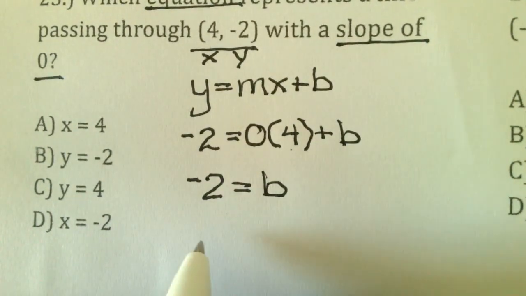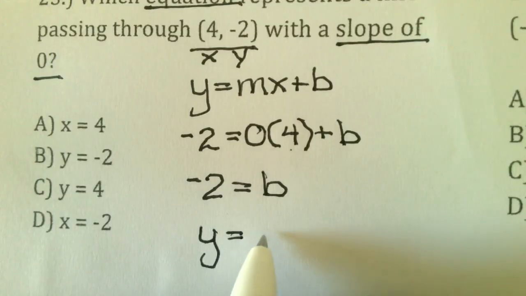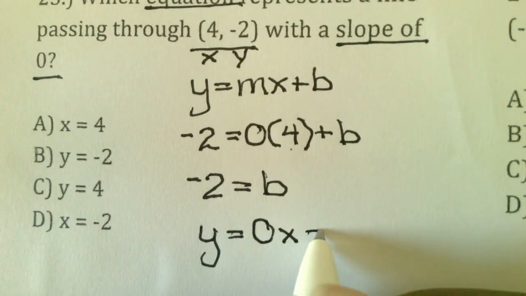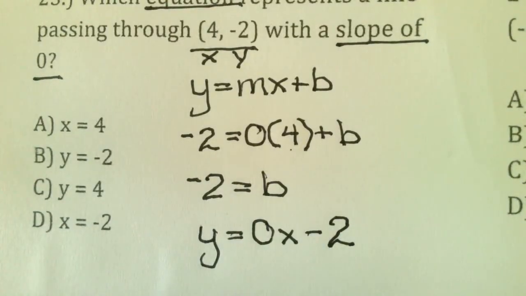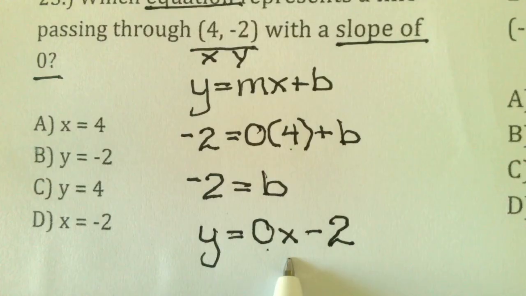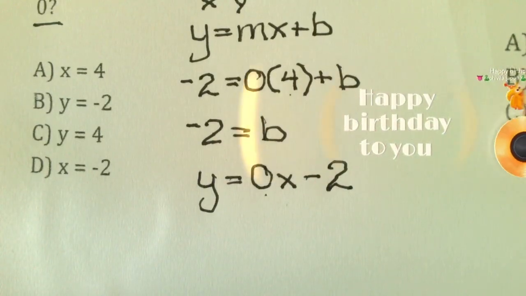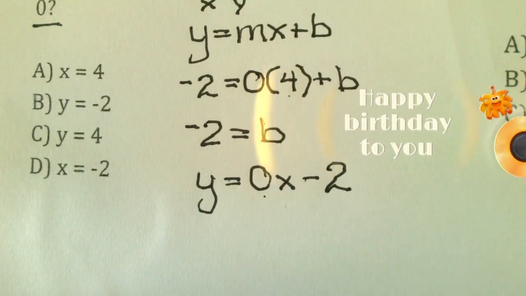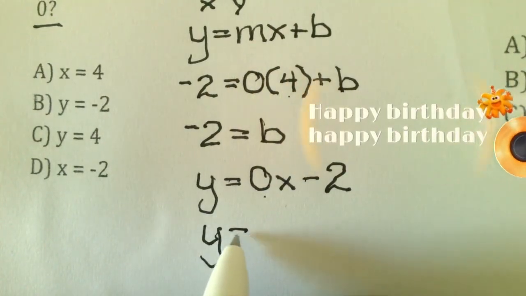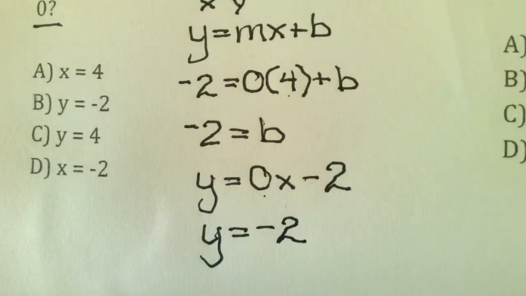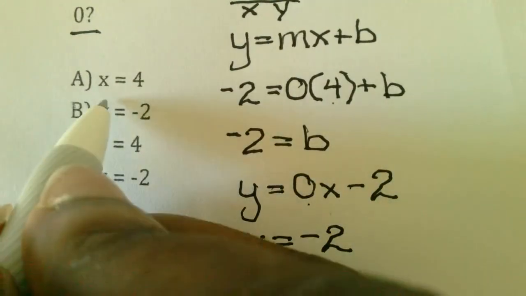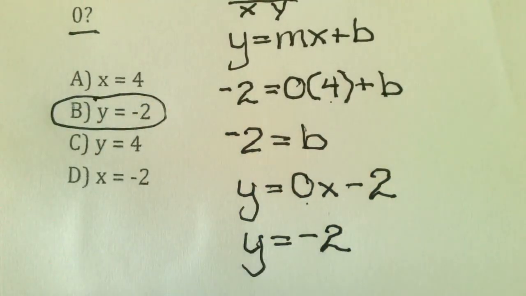I can write it as y equals 0x minus 2. But we all know that 0 is a placeholder, but we don't need for it to hold anything. So that's why 0x is basically 0. It's not worth anything. Okay? So we have y is equal to negative 2. Answer is going to be B. That's one way of looking at it.